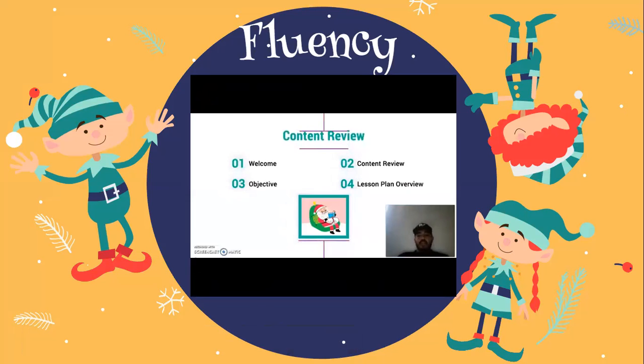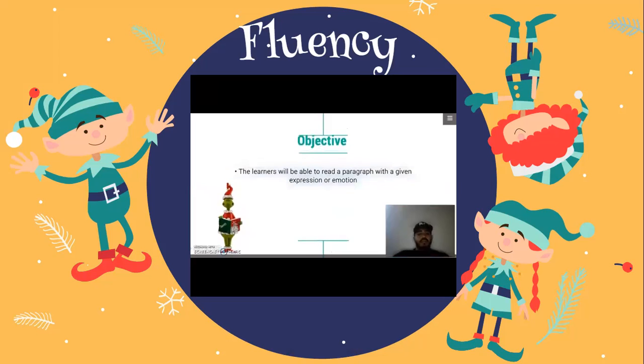Before we move to our lesson plan overview, I think it's a good idea to share the objective of this activity, which is the following. The objective is the learners will be able to read a paragraph with a given expression or emotion. So this is the fun part of the activity. I will show you why, but I think students will have a lot of fun, especially because of the theme of this activity, which is Christmas.